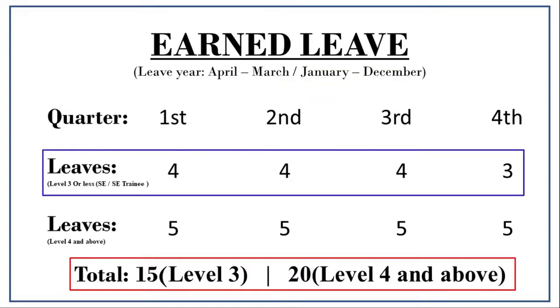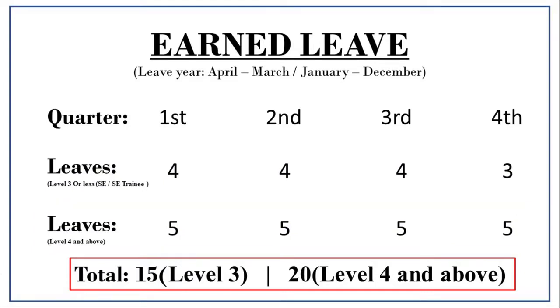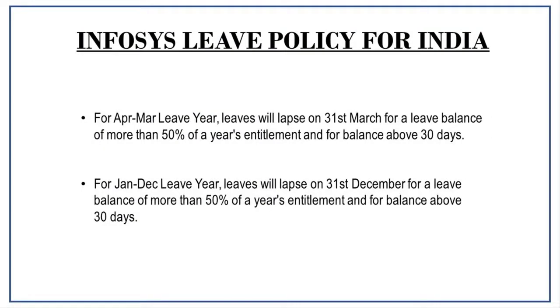For a systems engineer and systems engineer trainee, you will get 4 leaves each for the first 3 quarters and 3 leaves in the last quarter. For level 4 and above, you will get 5 leaves each in 4 quarters. You will get a total of 15 leaves for level 3 and 20 leaves for level 4 and above in a leave year. This is the Infosys leave policy for India.